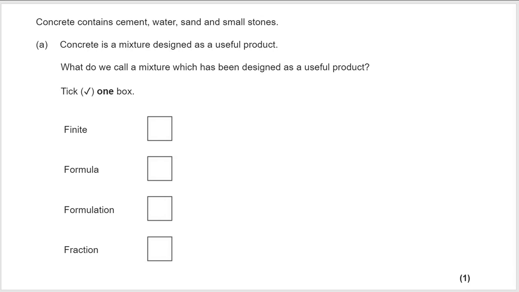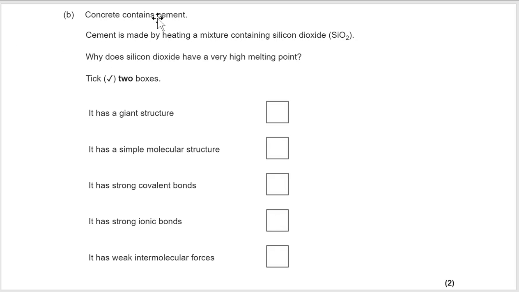It's a key word and definition you need to be familiar with. That one is formulation. On to part B, concrete contains cement. Cement is made by heating a mixture containing silicon dioxide, SiO2. Why does silicon dioxide have a very high melting point?